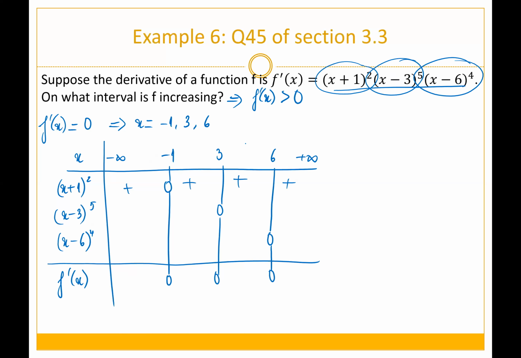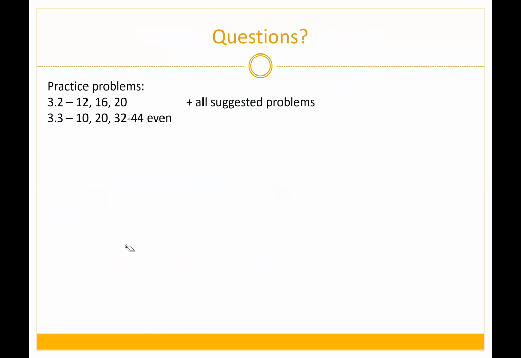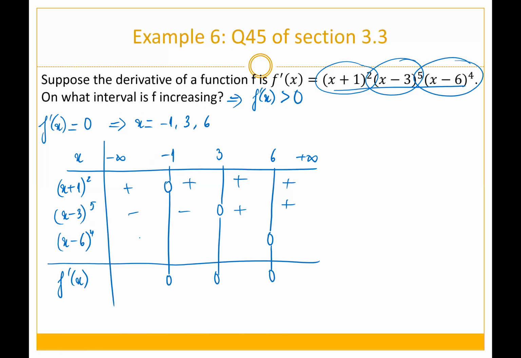You have x minus 3 to the fifth. It's going to be negative when the thing inside the parentheses is negative. And it's only negative when x minus 3 is smaller than 0, or x smaller than 3. So you have negative, negative, and positive, positive. Similarly, x minus 6 to the fourth is the same as for the square, the fourth, or the sixth power, because all of them are even, and so your expression is going to be positive. So you have positive, positive, positive, positive.